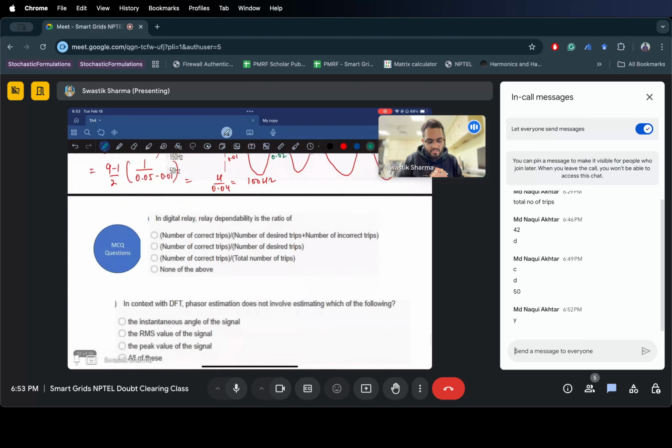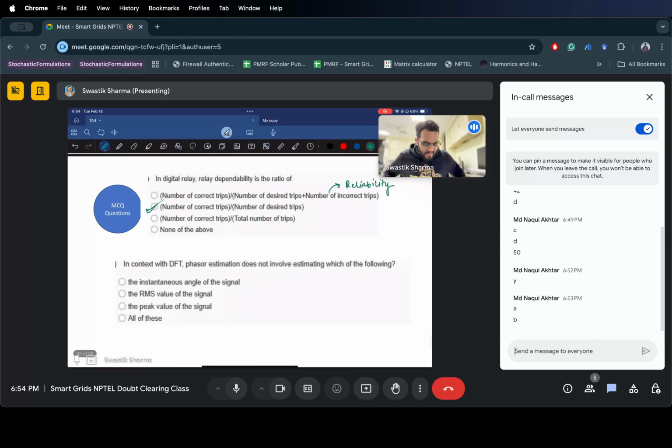Let's go ahead. In a digital relay, dependability is the ratio of what? What does it mean to be dependable? That means it trips correctly for the number of desired trips needed out of it. So the answer is no, this is reliability. It shows that even by redundancy, when a backup relay has tripped, it tells you how many times it should have tripped. So the correct answer is B. The number of desired trips was 100, but it tripped just 99 times, so 99% is the dependability.